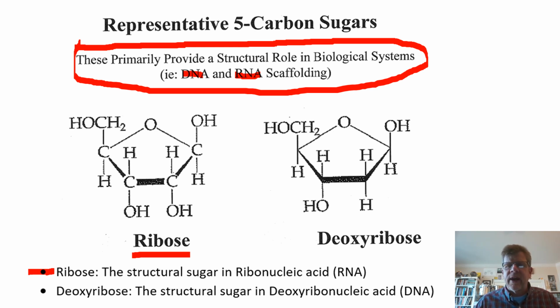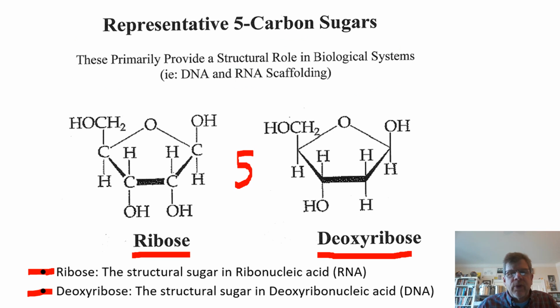Over on the right-hand side, we have deoxyribose. Deoxyribose is the structural sugar in deoxyribonucleic acid, or DNA, maybe perhaps more familiar. Now, both of them have 5 carbons, but they are somewhat structurally different, and it's really in the name that it's going to show the difference between them, if you will.